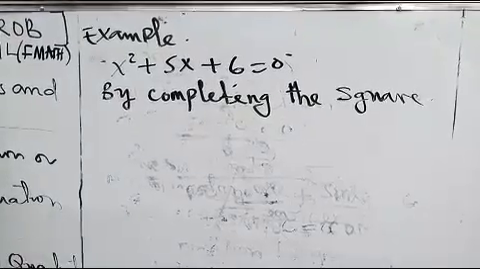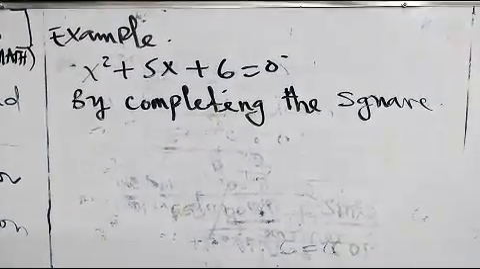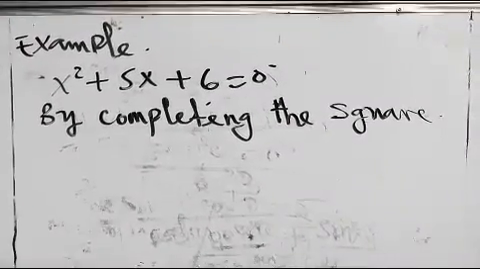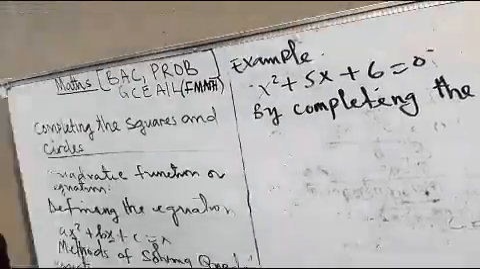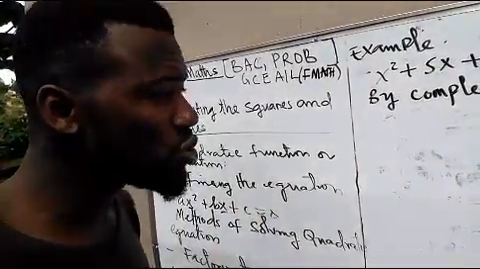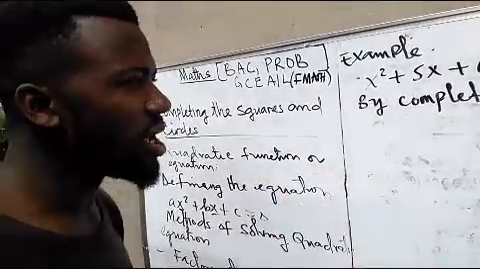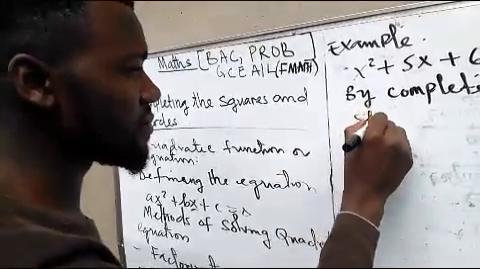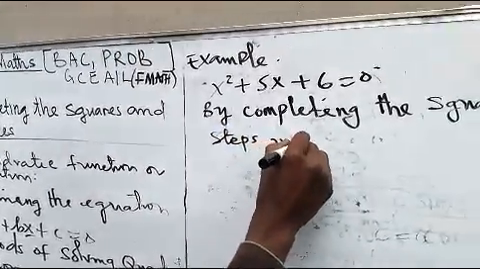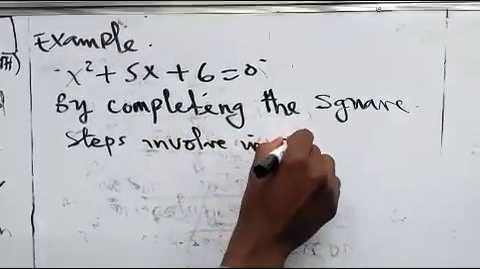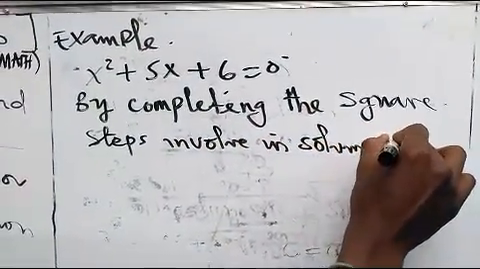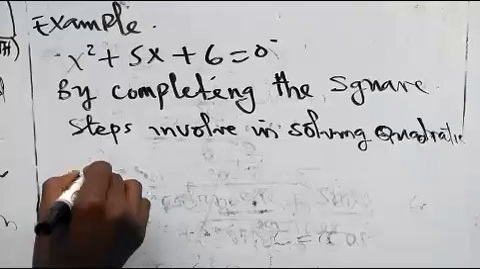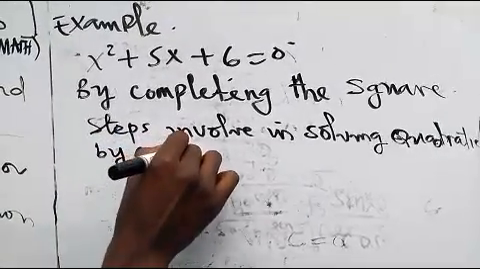The method of completing the square is quite interesting in mathematics, especially for quadratic equations. It's an easy and simple method of solving a quadratic equation, and we have a few conditional steps which will describe how to solve a quadratic equation. So the steps involved in solving a quadratic by completing the square.